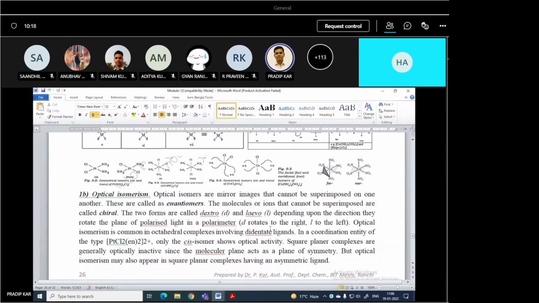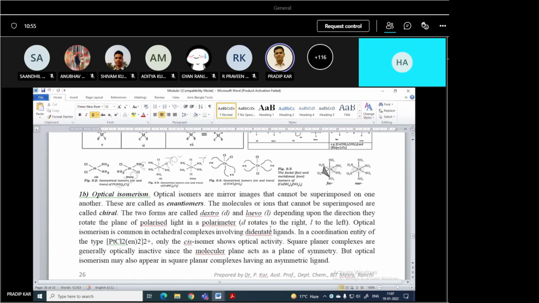Optical isomer: we have already explained that optical isomerism is only possible if the mirror image is not superimposable with the original one. Like the letter B, as we have already explained, if we take the mirror image of letter B on the plane, it is not superimposable with the original one. However, for letter H, the mirror image is superimposable with the H. So B gives an optical isomer, but H does not.